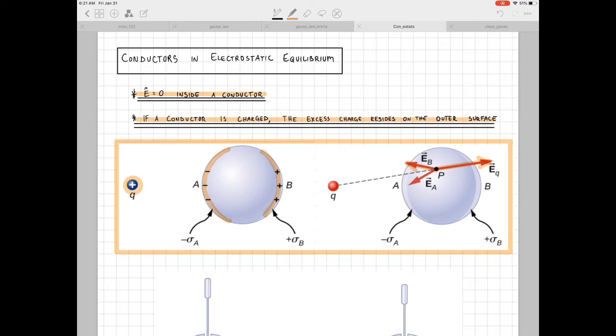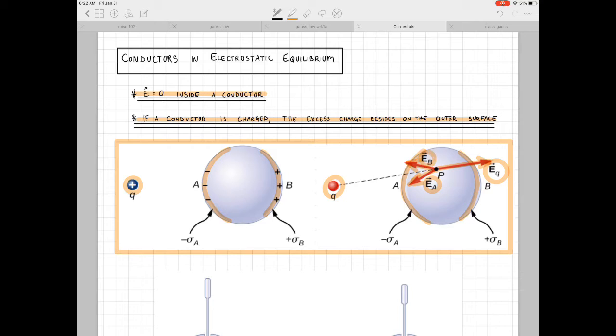zero inside. And so I've got, at a point P, three electric field vectors to add up if I want to talk about the net electric field inside the conductor. I have the electric field due to the positive point charge, so that's EQ. I have the electric field due to the negative portion of the sphere due to the polarization, that's EA. And then I have the contribution from the positive portion of the sphere, that's EB.